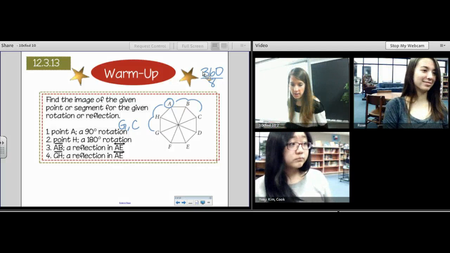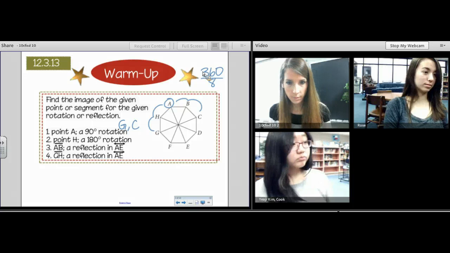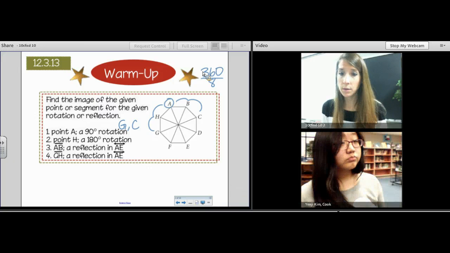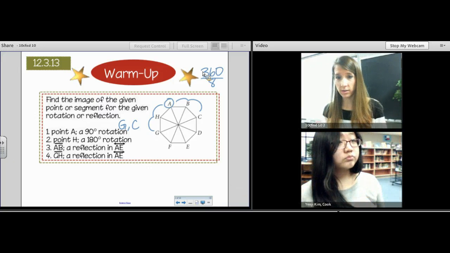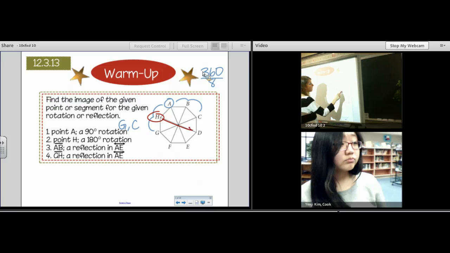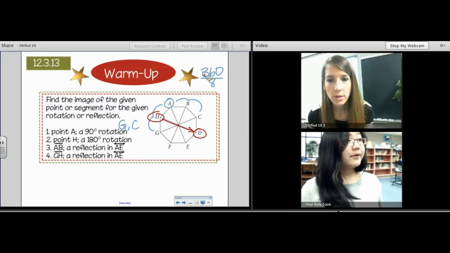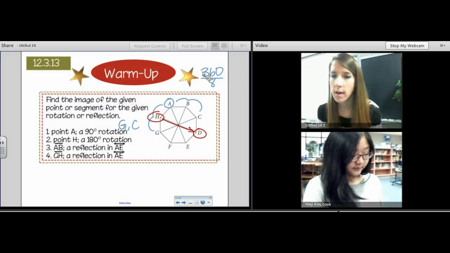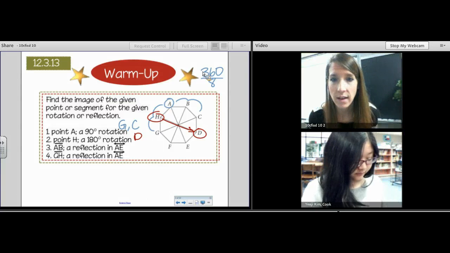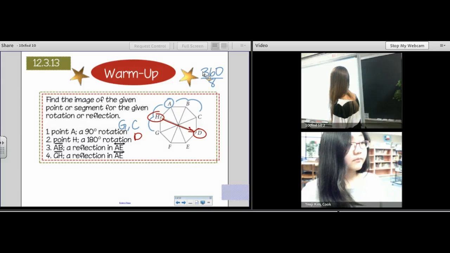Okay, so next one. Type it in again. What'd you get? Next one. 180-degree rotation. Okay, so we're going to look for the one pretty much on the other side of the figure, right? So point H, we want the one on the other side of the figure, because 180 degrees is halfway. It means you're going halfway around. So D would be the answer. You can also think of it as, what is 180 divided by 45? It's 4. So you need to jump 4 spots. 1, 2, 3, 4.